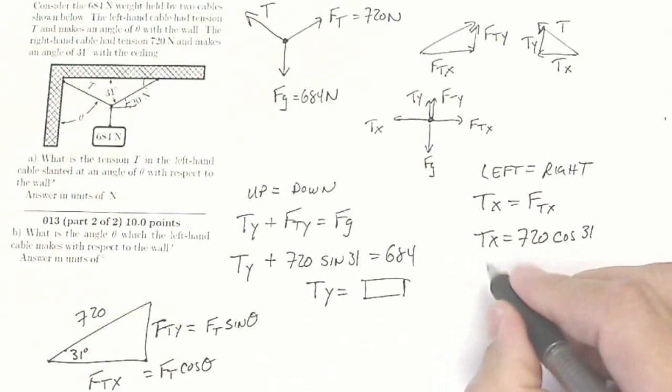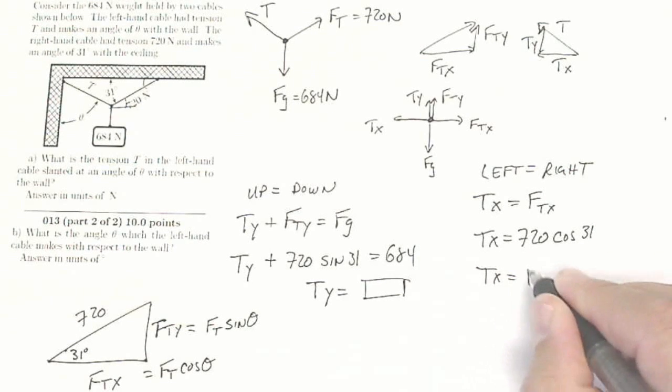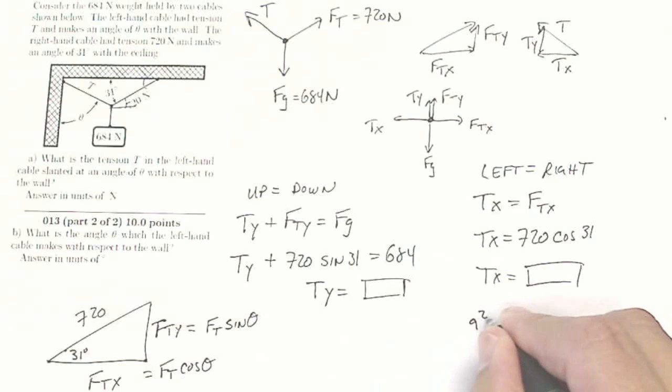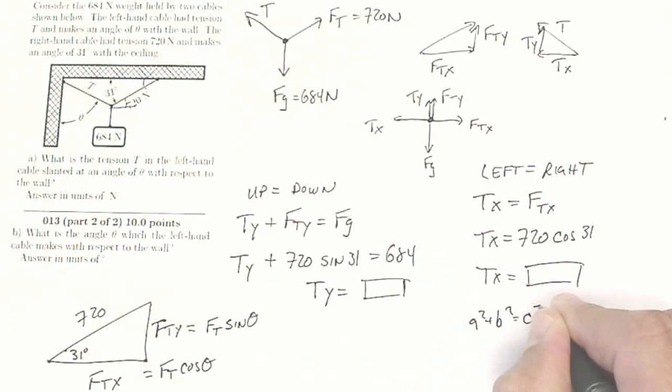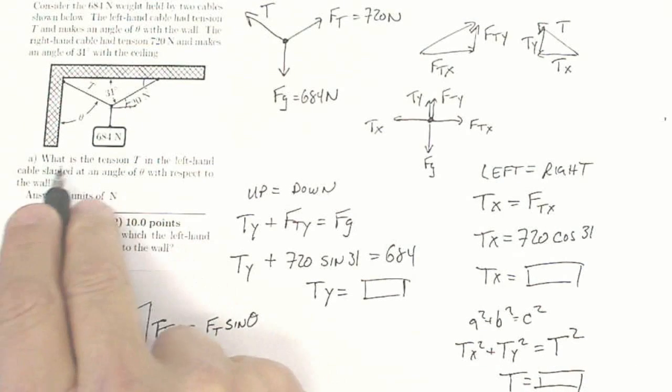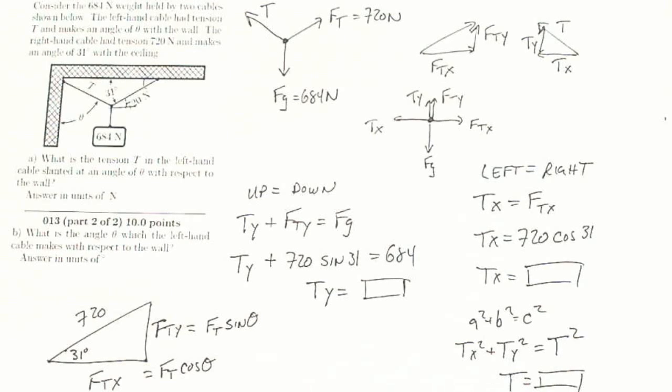So now I've got a Tx and a Ty. Guess what I can do with those? I can Pythagorize. I know that a squared plus b squared equals c squared. So I know Tx squared plus Ty squared equals T squared. So I can square root that and get my T equals. That is going to be my answer to what is the tension in the left-hand cable.